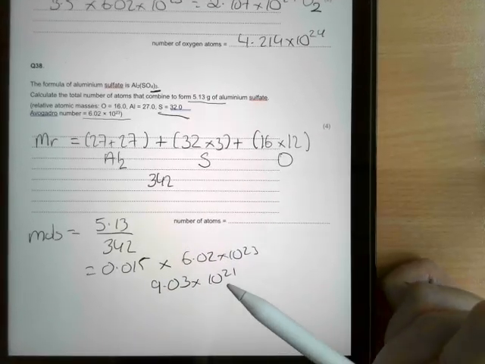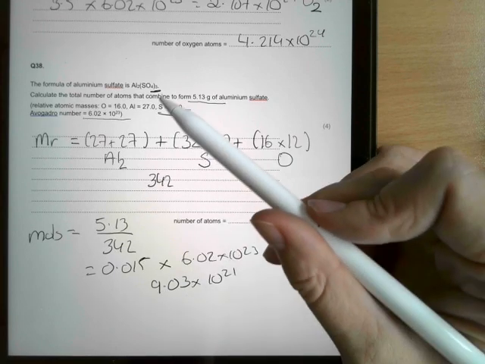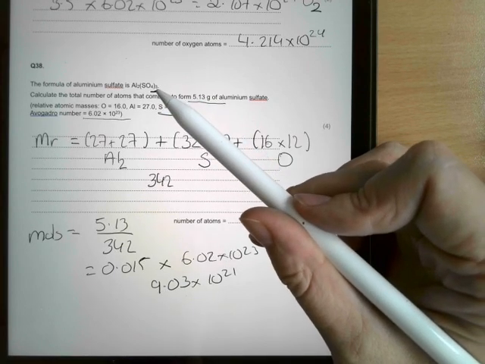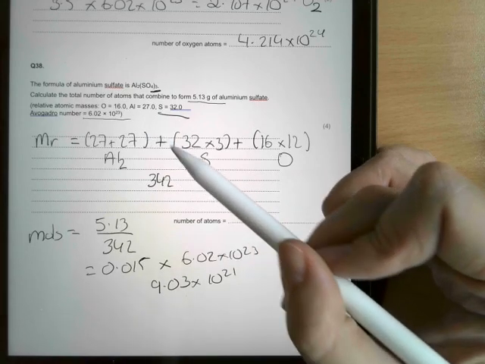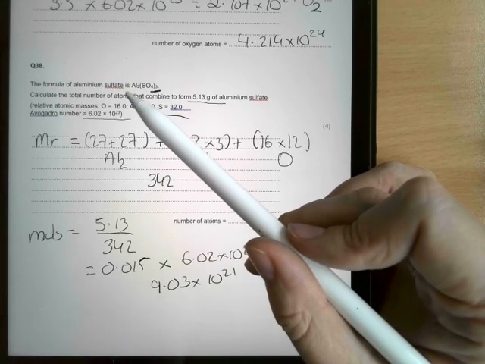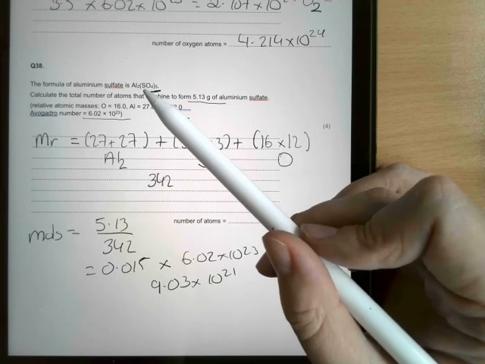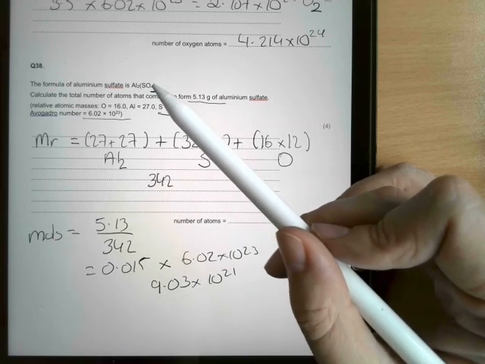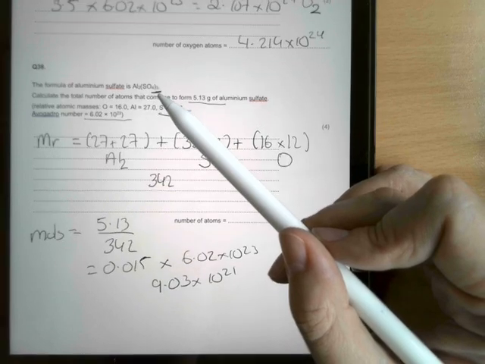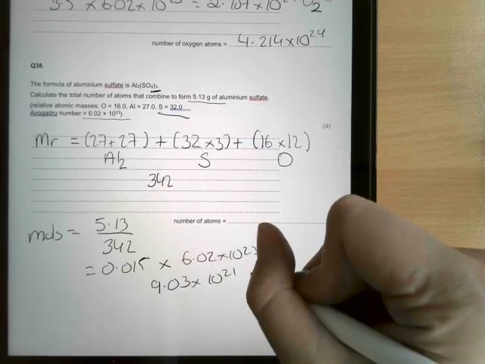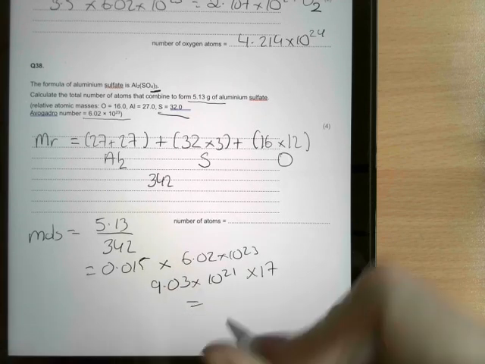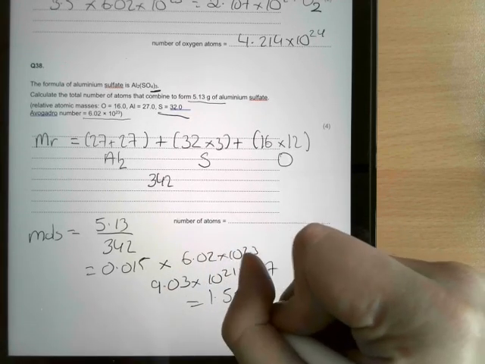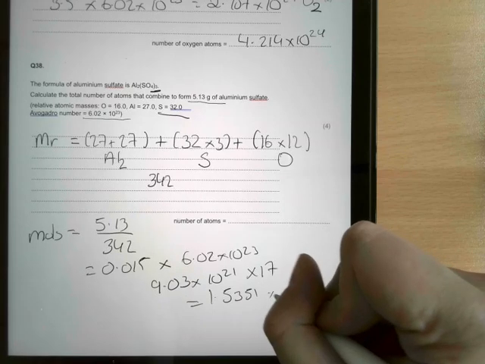Now, there's one more step, because that's the number of aluminium sulfates that you have, but you want to know how many individual atoms do you have, okay? And if we add them up, you can see you've got 2 aluminiums, you've got 3 sulfurs, so that's 5, and you've got 12 oxygens, so 5 and 12 is 17. You've got 17 individual atoms. You then need to multiply that by 17 to get the final answer.